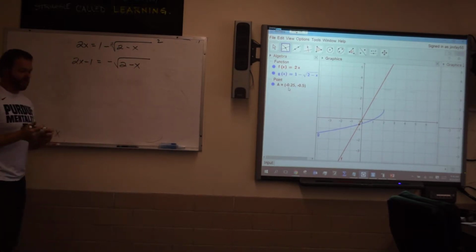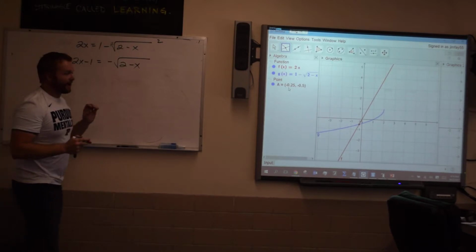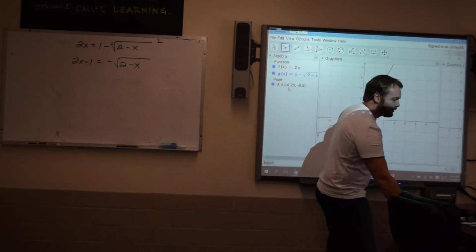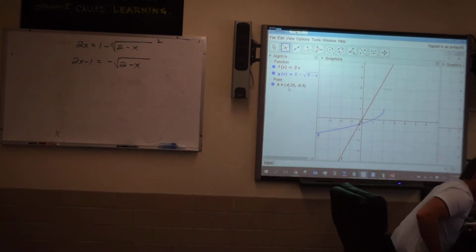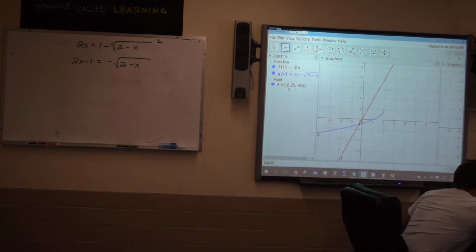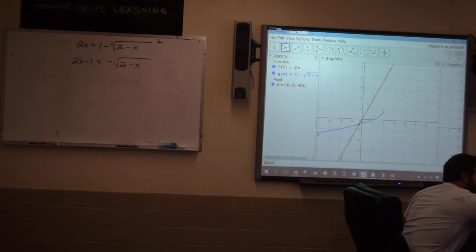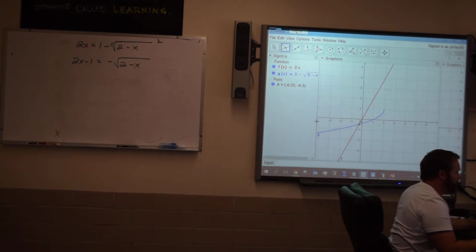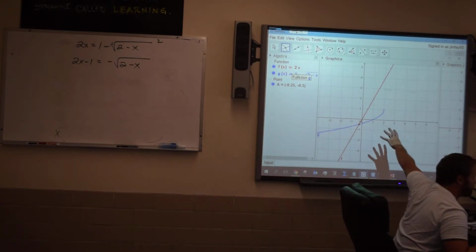Can I get that? Okay, so now, here's the thing. I isolated the radical, and I developed a new equation, right? I know it's okay to do it because I did the same thing on both sides. But now, think about how that changes this picture, okay?